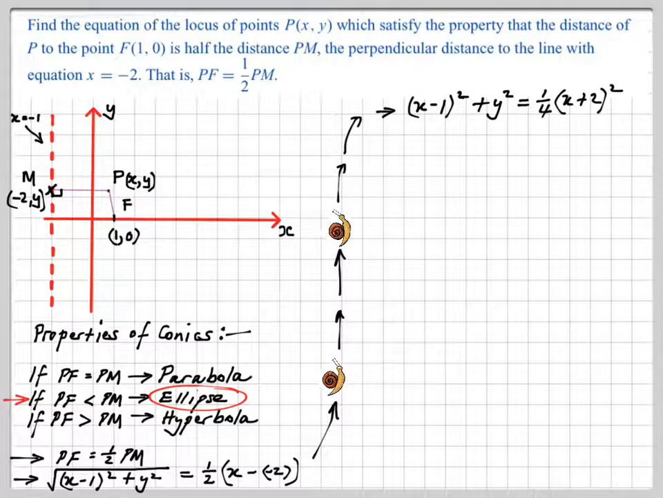What did I do there? I squared both sides. Remember, I had to square that half coefficient on the right-hand side as well. You've got to square each thing, right? And I changed the x minus negative 2 into x plus 2, and then I squared it. Now we have to simplify, guys. Here we go, multiplying out all that stuff.